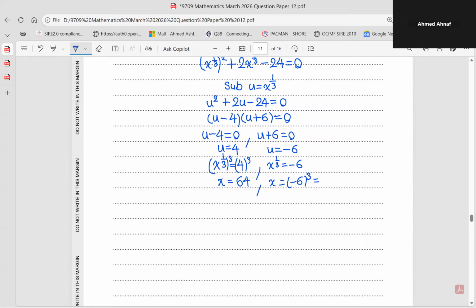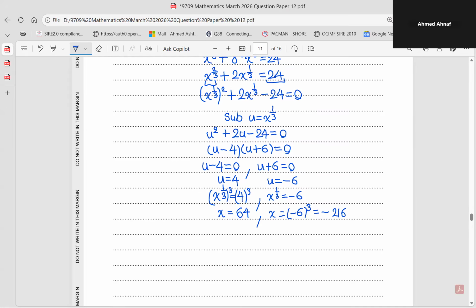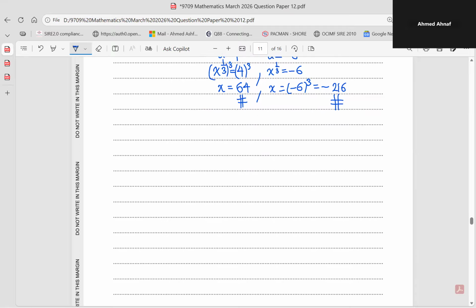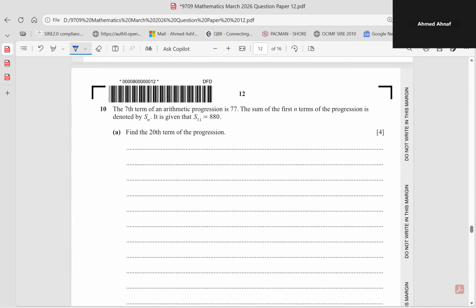So that's minus 216. Okay. And yeah, I believe this would be the final solutions for this equation. If you want to double check, make sure that everything is right, just substitute these numbers back into the equation above and see if you get 24. And with that, we're going to move on to the next question.